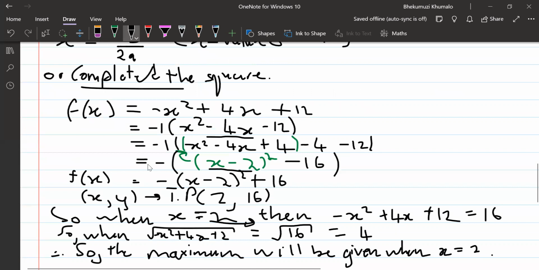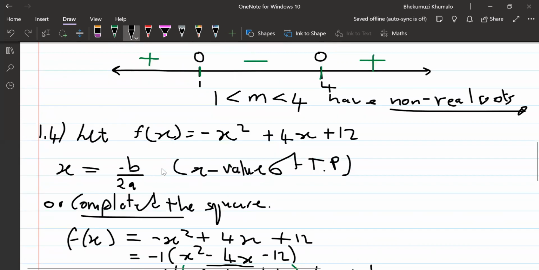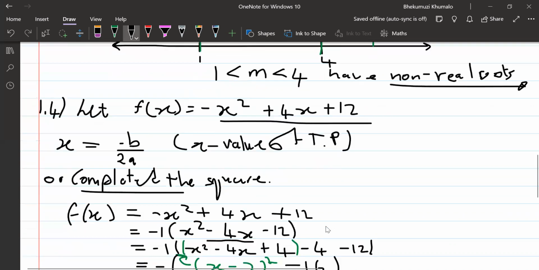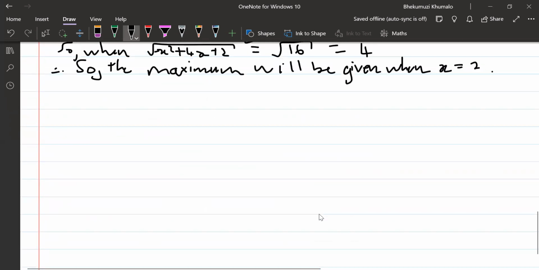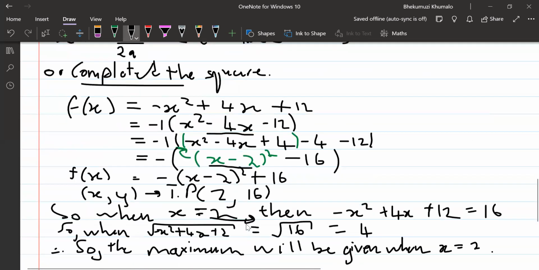Okay. And then the other one, it's the same thing, right? Here it was actually quite quicker, where you would have gotten 2 quite easily. And then after that, you would have just taken that value of 2, put it into the equation, and found that it is 16, and you would have proven that that is the maximum value there.